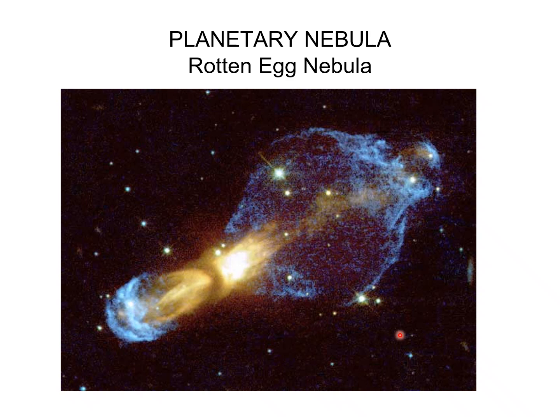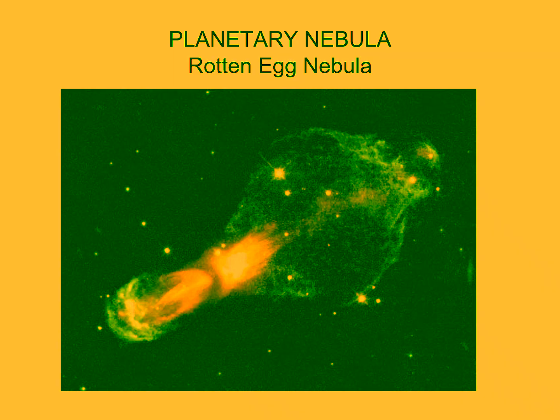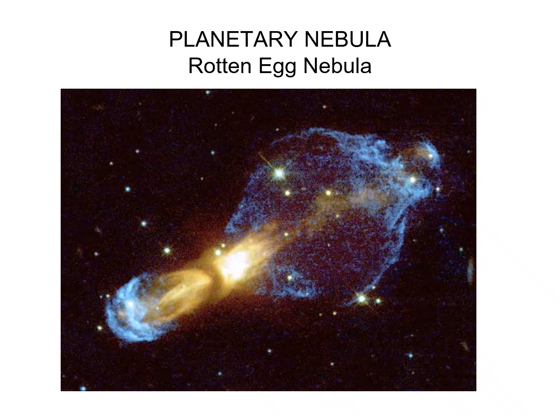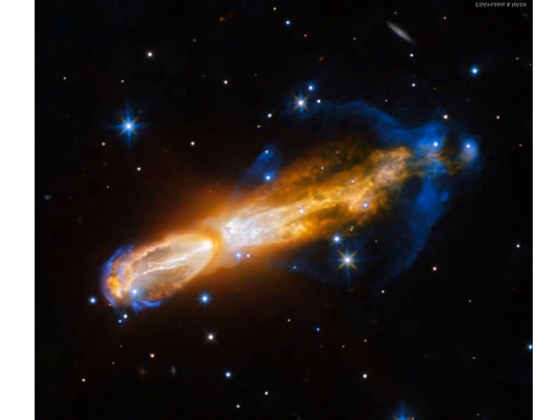It's called the Rotten Egg Nebula because it has a lot of sulfur gas in it, and sulfur smells like rotten eggs. So whoever had the opportunity to name it decided that it probably smells like rotten eggs. Here is from the James Webb Space Telescope, a better picture of the Rotten Egg Nebula. Very beautiful colors.